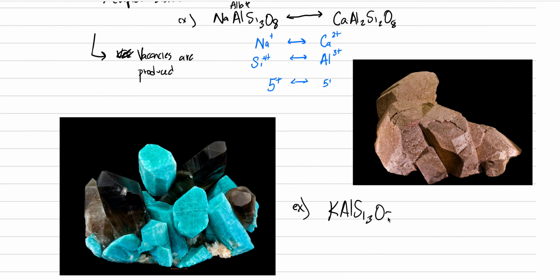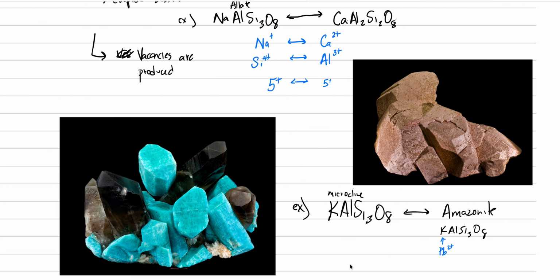This is KAlSi3O8. And this is microcline. And this has a solid solution with amazonite, and the chemical formula for amazonite is KAlSi3O8. Oh, those look identical, right? Except there's trace amounts of Pb2+ that sneak in for just a couple of the potassiums.